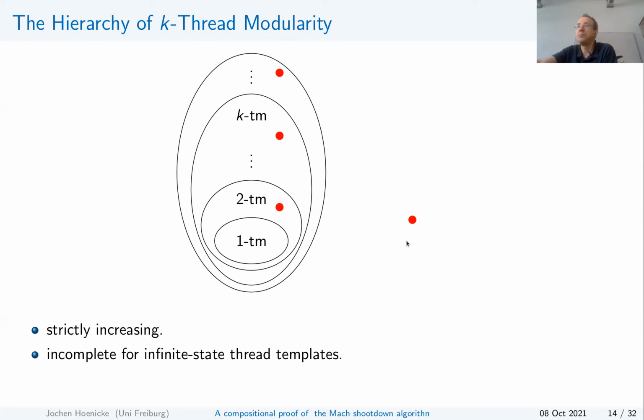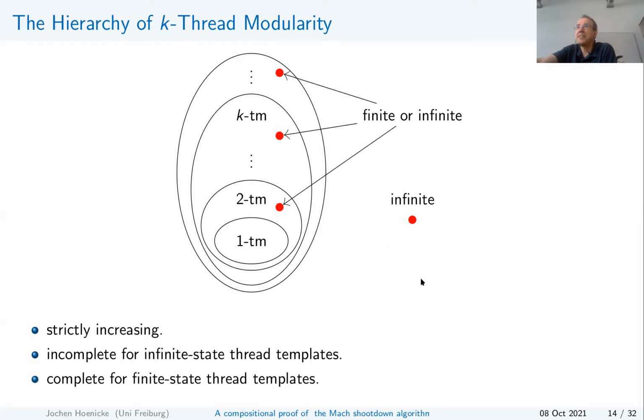And unfortunately, it's not complete. The example is also not very difficult, but we cannot prove programs of this form. What we showed is that it's complete for finite-state thread templates. If they don't use integers, but only a finite range of integers or Boolean variables, then it's complete. But the completeness proof doesn't really give a tight upper bound for this. It's larger than the number of states in the thread template.